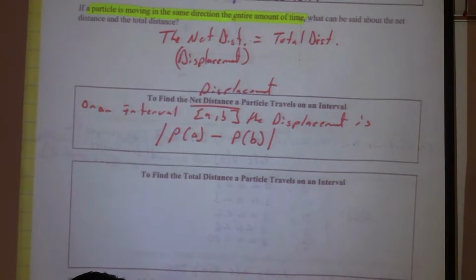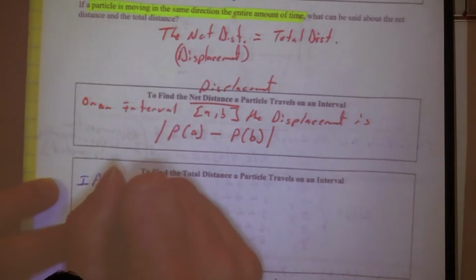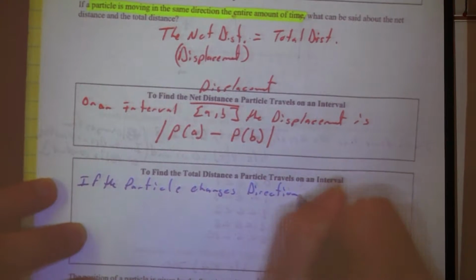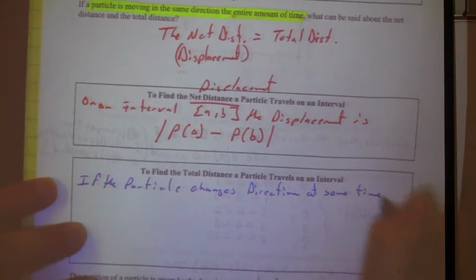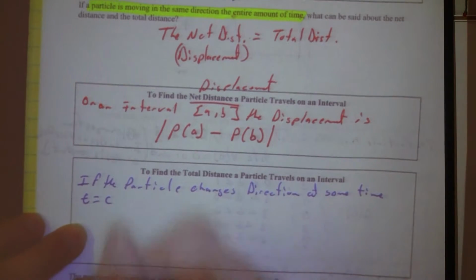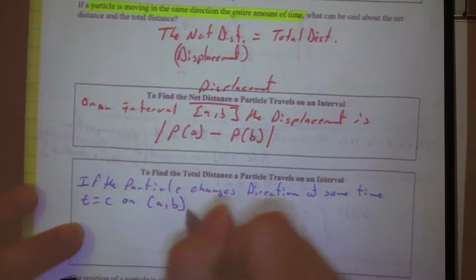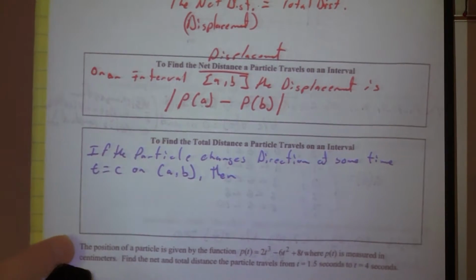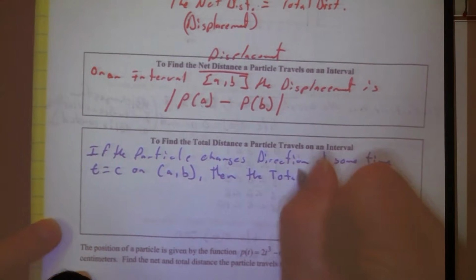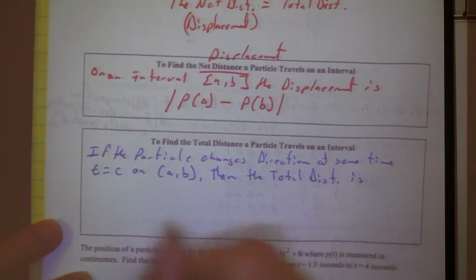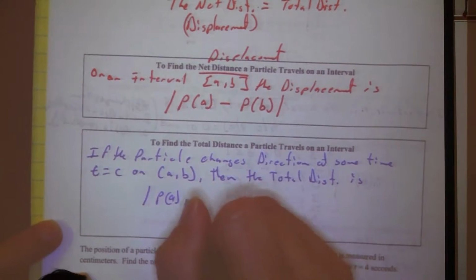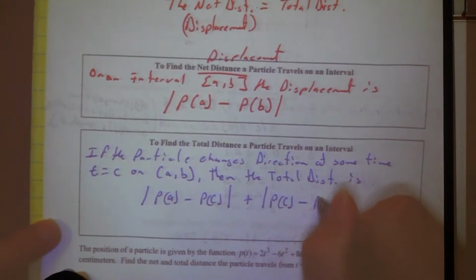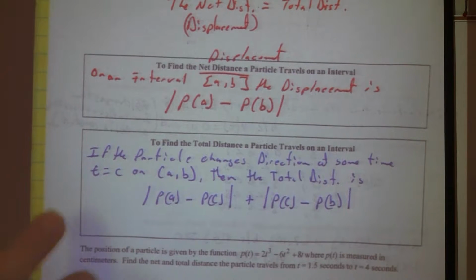Good? Alright, so here, if the particle changes direction at some time t equals c on the open interval a to b, then the total distance is the absolute value of P of A minus P of C plus the absolute value of P of C minus P of B. It's kind of what I was describing.